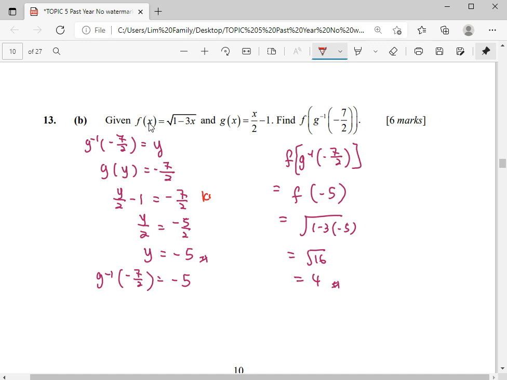Alright, so this is our inverse function concept. Find out our y to get its value, and then substitute again. Simplify the answer.